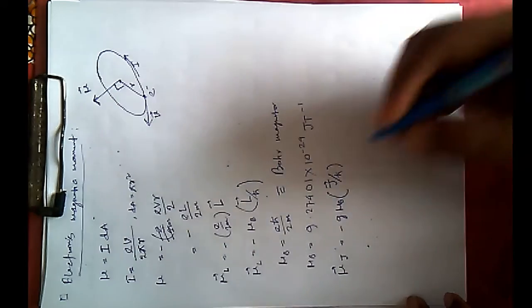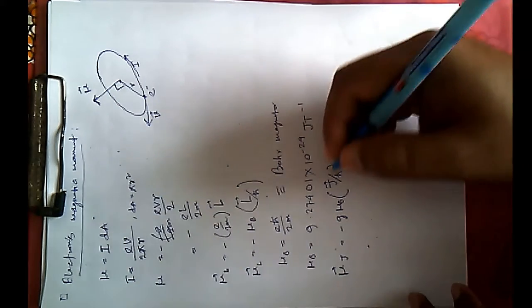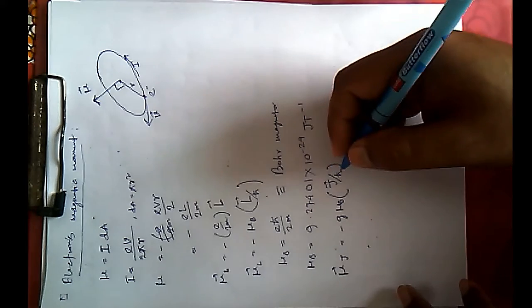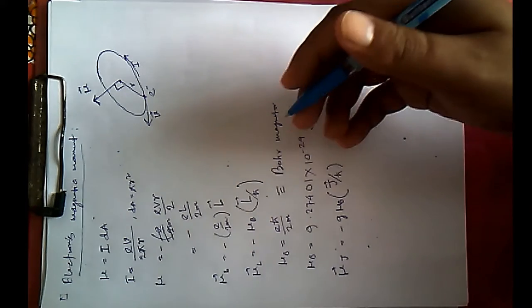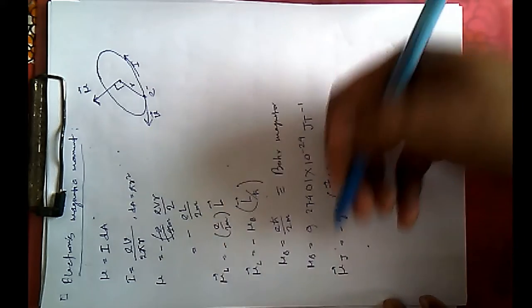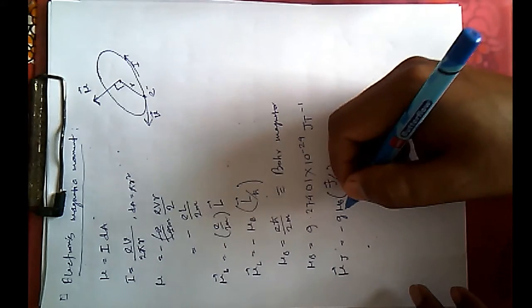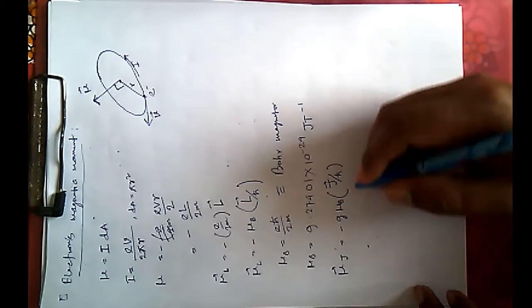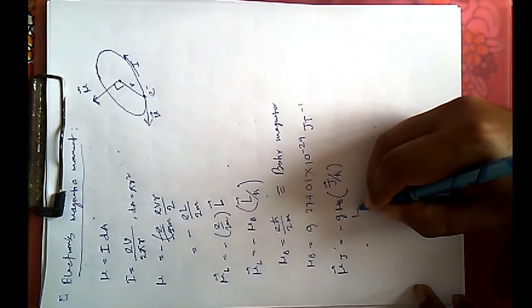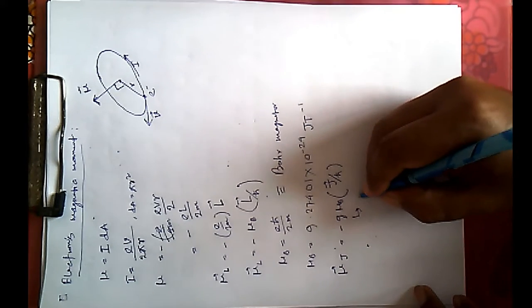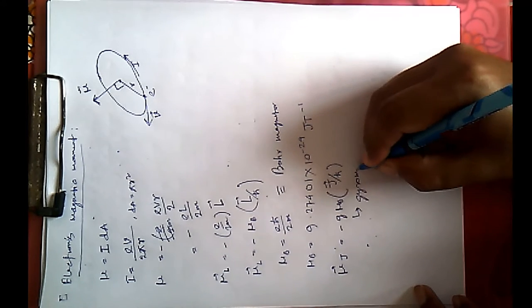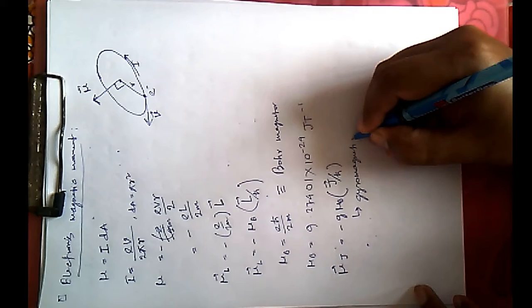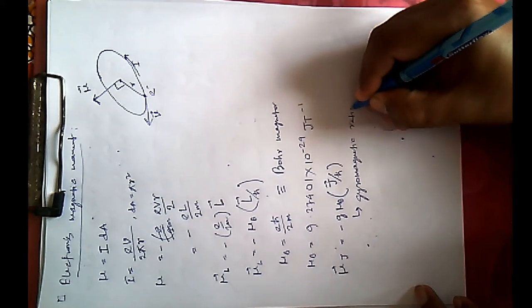g is actually a dimensionless constant. You can understand that mu_B has the unit of mu_J, so g has to be dimensionless. This is called the gyromagnetic ratio.